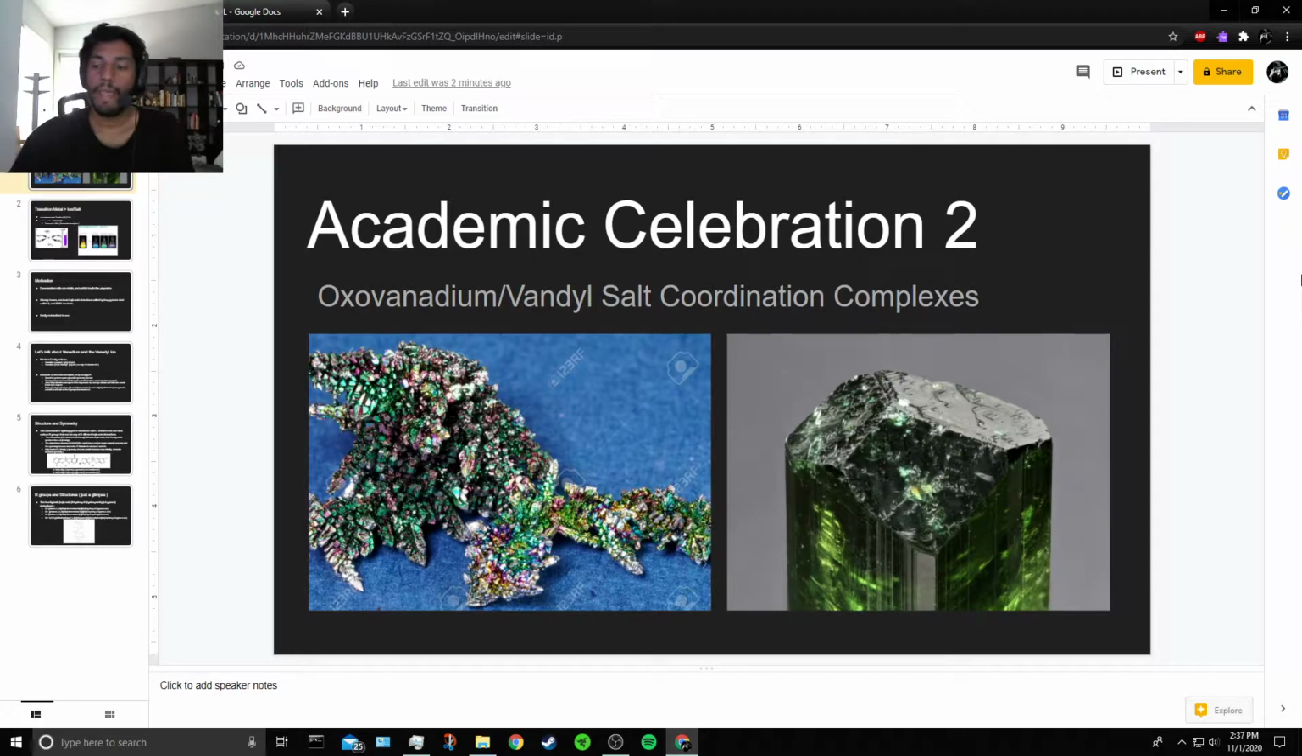My presentation is over oxovanadium and vanadilyl coordination compounds. To begin with, I really like gemstones and minerals, and I've been into it since I was a kid. And doing some research over vanadium, I saw these two pictures here.